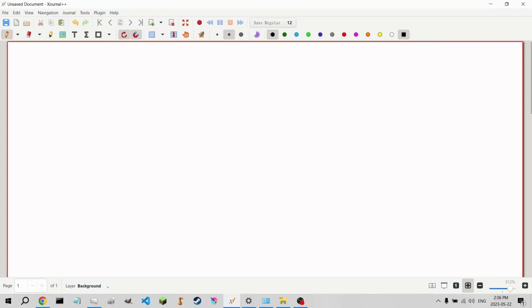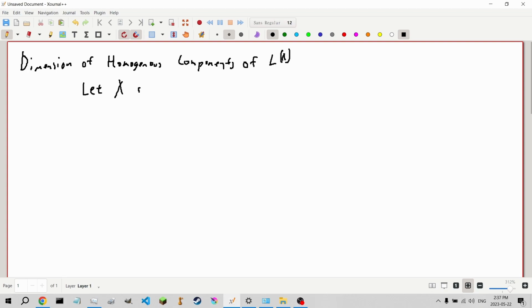So today we're looking at the dimension of the homogeneous components of the free Lie algebra. Let X be a set, alpha be an element of the naturals indexed by X, and D a positive integer.